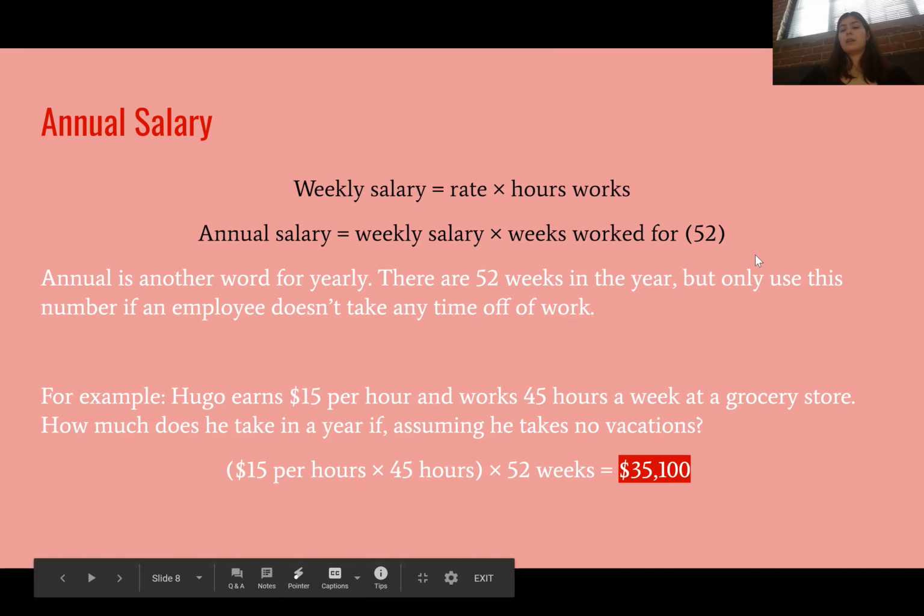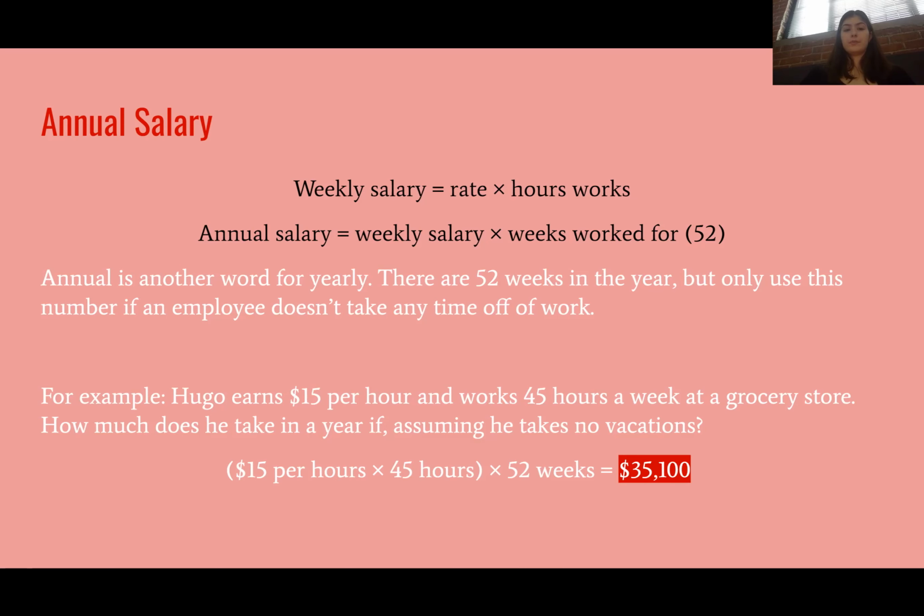And then we're going to multiply that by the 52 weeks that he worked for. And when you do that, you'll get $35,100. So that is his gross annual salary, $35,100 is how much Hugo makes working at the grocery store per year.